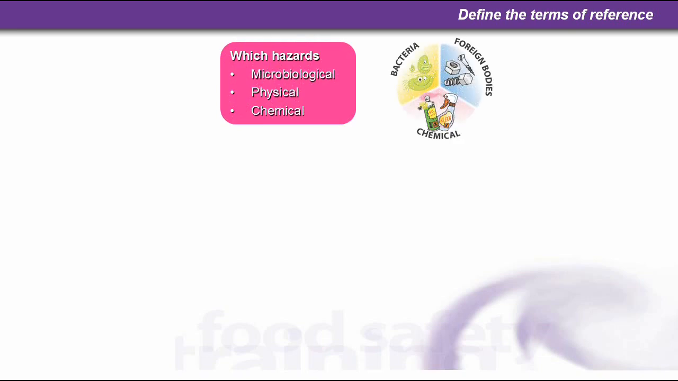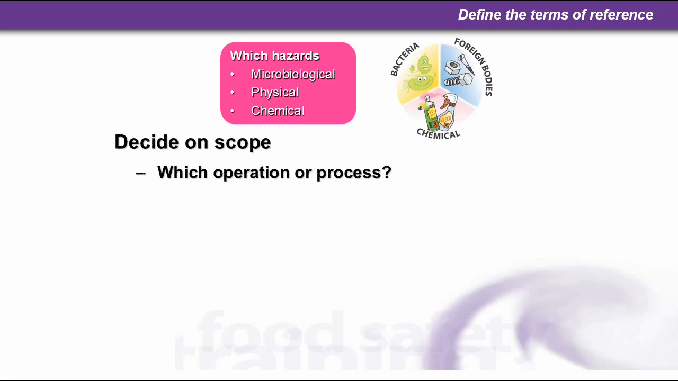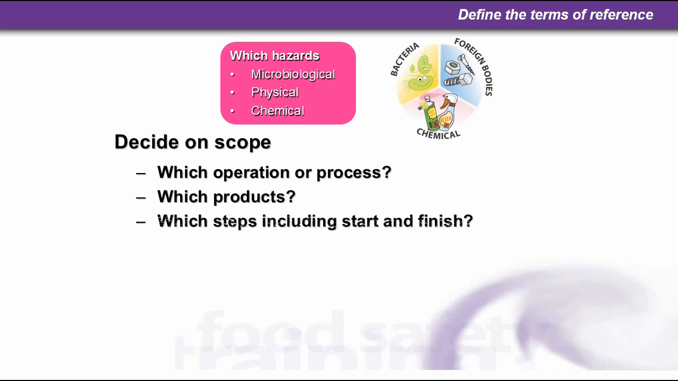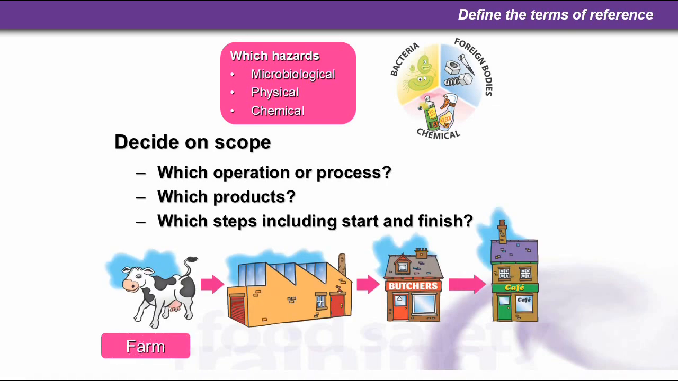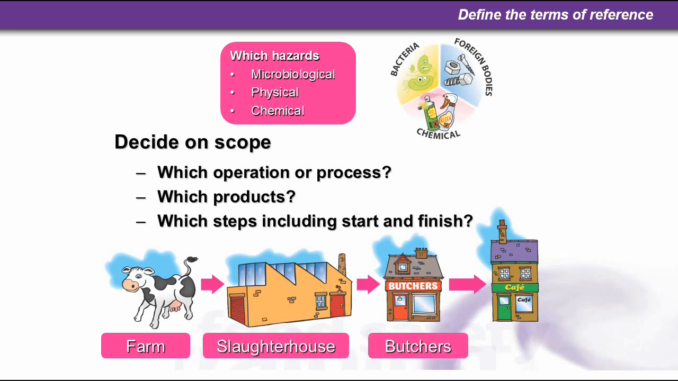Define the terms of reference. You need to decide which hazards are applicable to your system. Microbiological, physical, chemical. Is it one of those, some of those, or all of them? Decide on the scope. Which operation or process are you going to introduce HACCP into? Which products are going to be part of the HACCP system? Which steps, including start and finish? For example, it might just be in the farm, in the slaughterhouse, in the butchers, or the end customer in the cafe, or it could be a combination of all four.